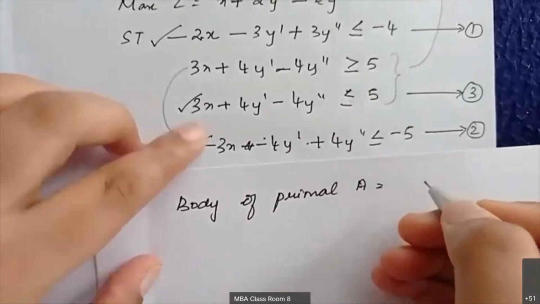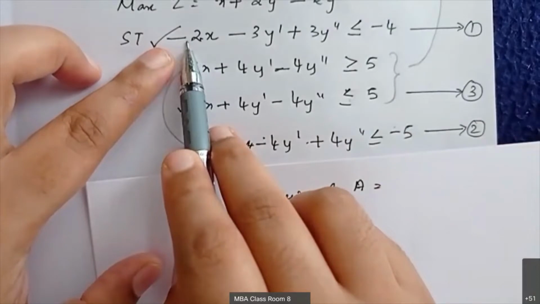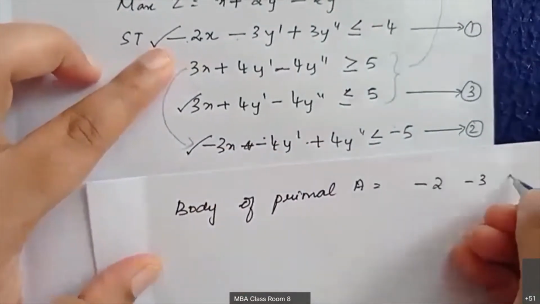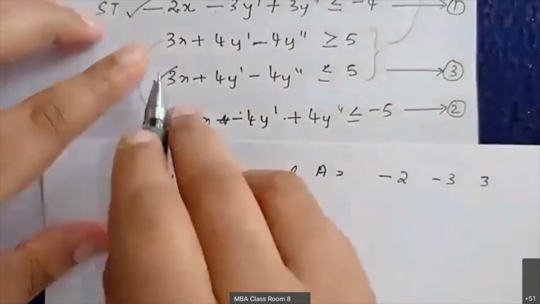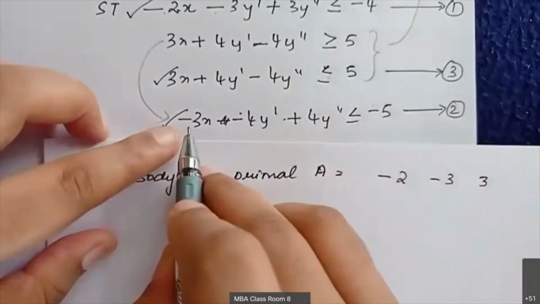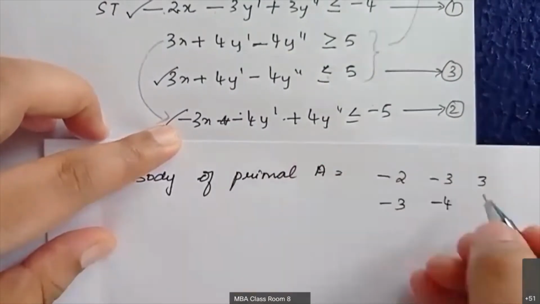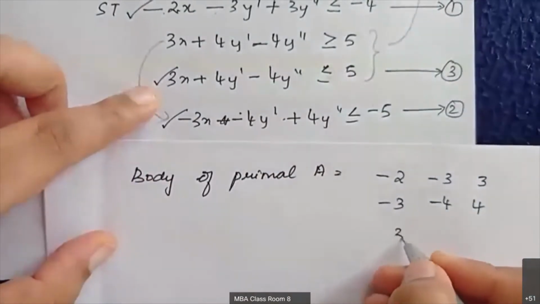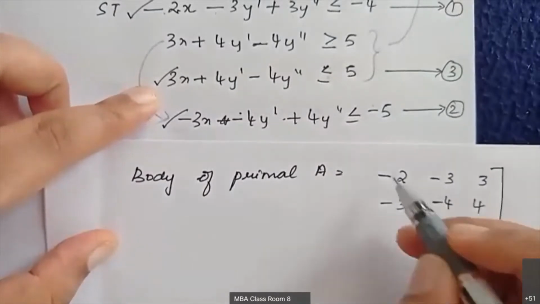A. So what are the constraints here? The coefficients. Here it is -2, here -3, 3. So -2, -3, and 3. Next, this constraint has been changed into this one, so I'll take this constraint. So -3 here, -4 here, 4. Next one, this constraint: 3, 4, -4. So these are our 3 constraints.